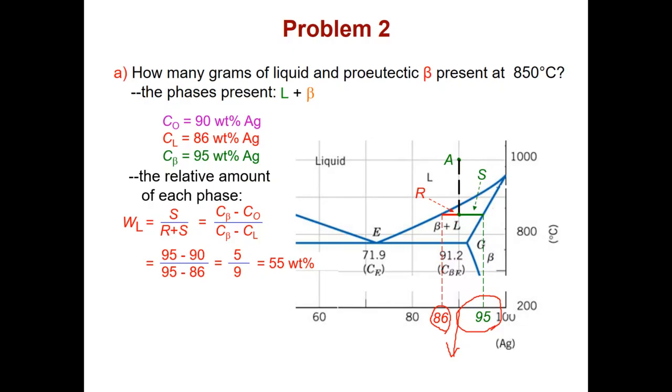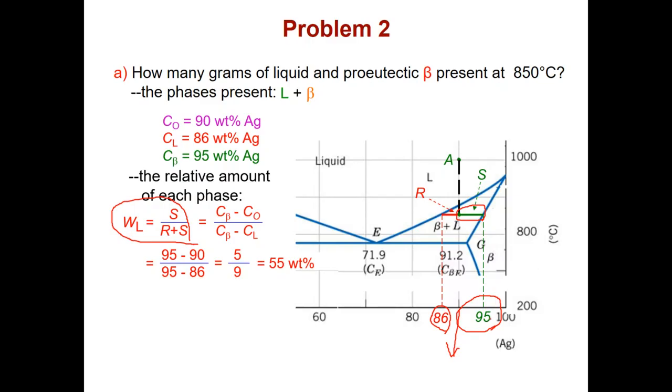In order to apply the lever rule, we write this equation here. What is this equation? It divides the length of S, which is the longer portion of the tie line, by the total length, which is R plus S. How do we get the lengths? By making use of these numbers down here.